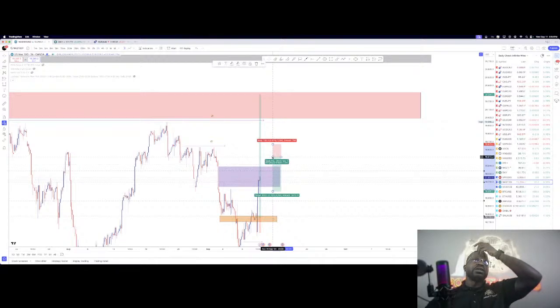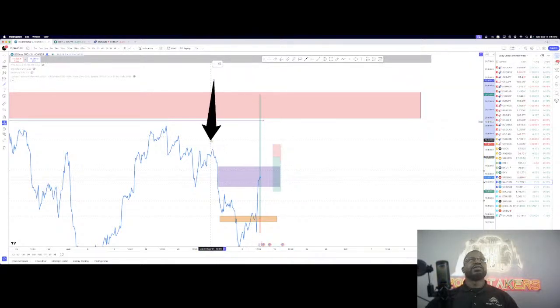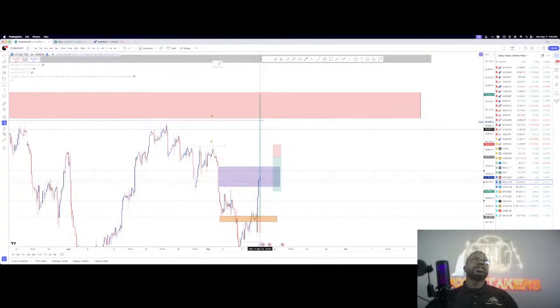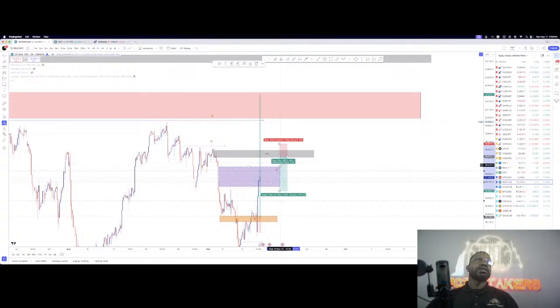Looks like an inverse head and shoulders right there. That's exactly what that is. Yep, let's see.